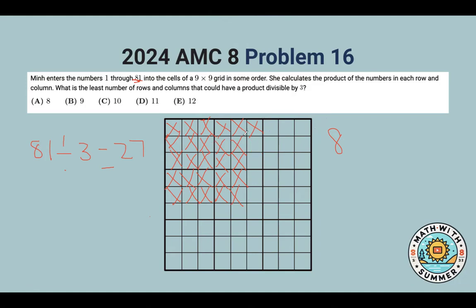Or maybe if we tried another way, if we had more this way, this is 6 and 4, that's 10. Actually, this is pretty much the same thing. This is 7 and 4. So I think any way we do it, the least that we can get is 11 rows and columns that are divisible by 3.